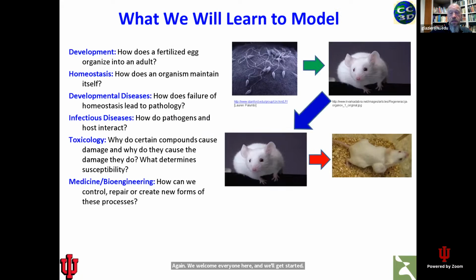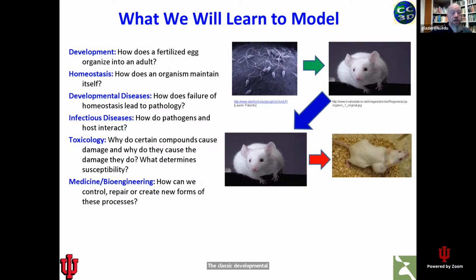So the key things that we are going to be trying to do today are understand how to model, that is, how to build computer simulations of fundamental biological processes. Those questions could be how organisms develop, how they maintain themselves, because organisms don't just stay the way they are, they have to actively maintain themselves, how maintenance fails in what are called developmental diseases, the classic developmental disease being cancer, but there are many of them.